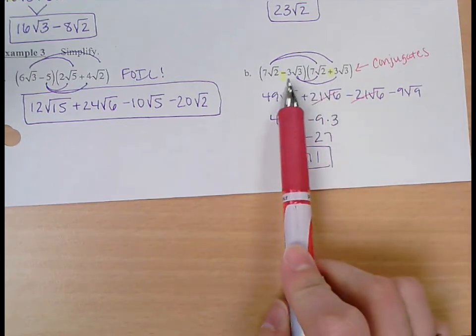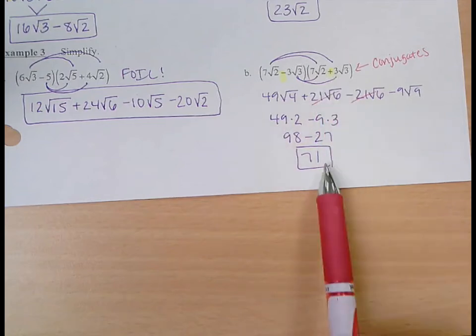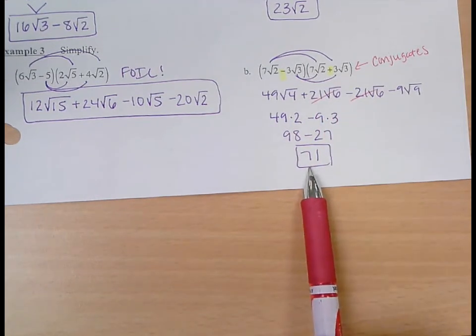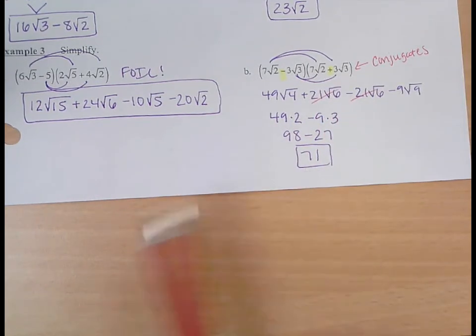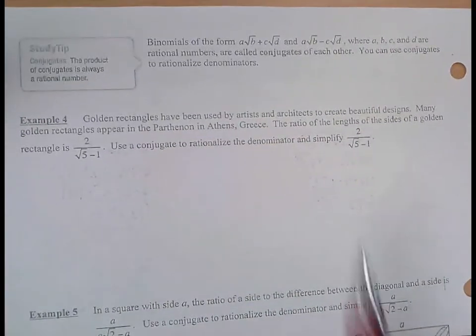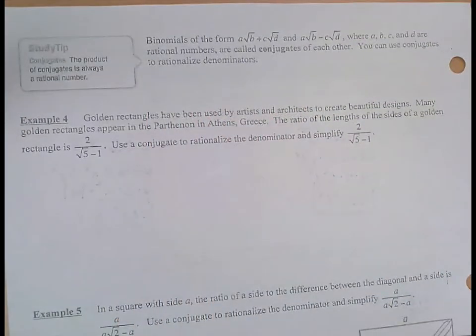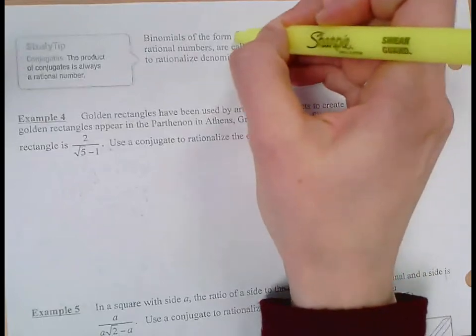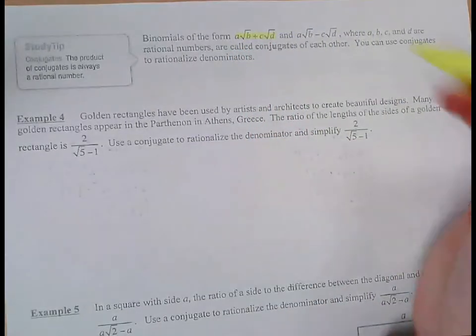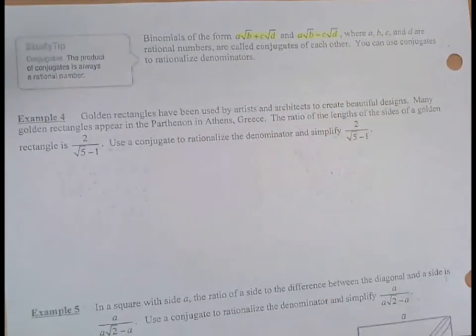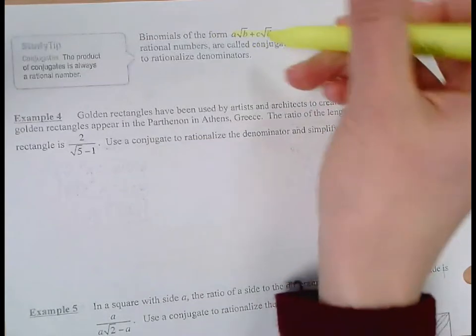When you multiply expressions that are conjugates, their product should always be an integer. All of your square roots, all of your radicals cancel out. That's what's explained on the top of the back. Binomials of the form a square root b plus c square root d, and a square root b minus c square root d, where a, b, c, and d are rational numbers, are called conjugates of each other.